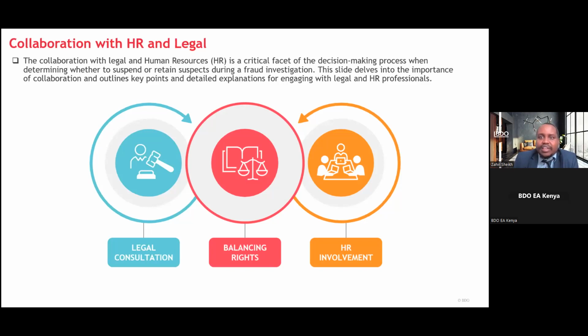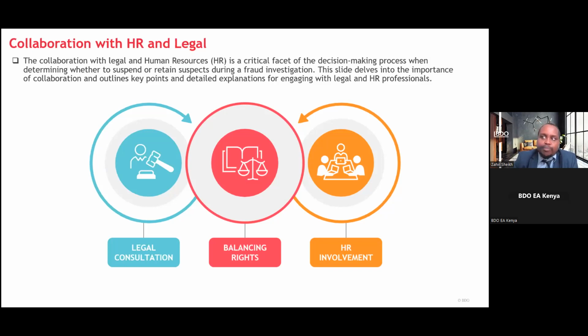So the first thing is balancing the rights. Balancing the rights of the suspect is a key area because it involves ensuring fair treatment throughout the suspension process. This includes providing access to legal representation, adhering to any established policies and procedures or the code of conduct, and upholding the principle of innocent until proven guilty. This balancing of rights is also crucial because when you collaborate with legal and HR, it avoids any unlawful actions during the suspension.